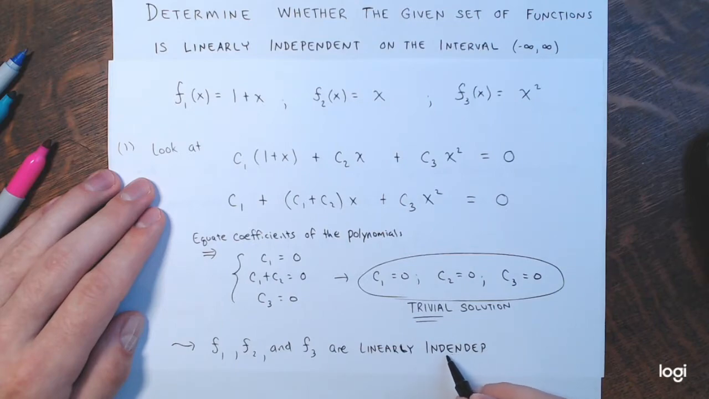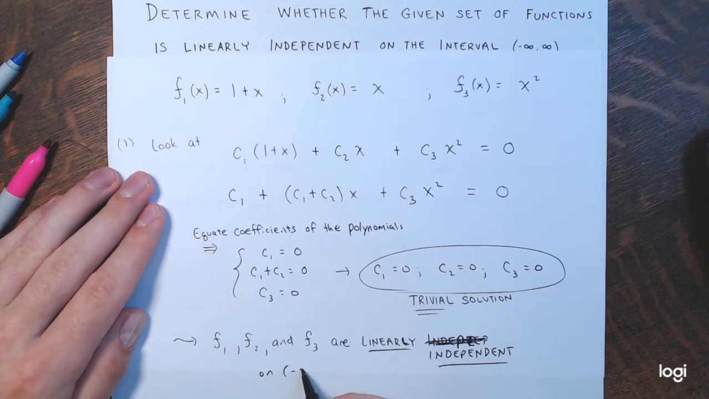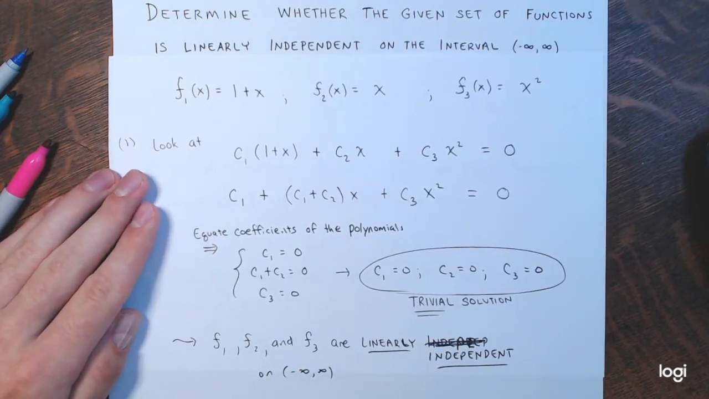All right, independent. Sorry, my spelling. I have to scratch that and respell it. Independent. Sorry about that. But they are linearly independent on the real number line. All right, wonderful.